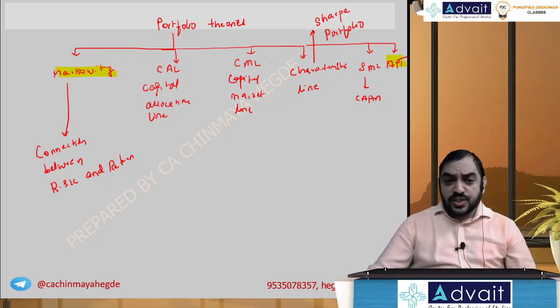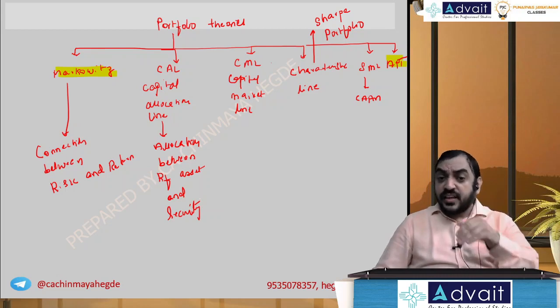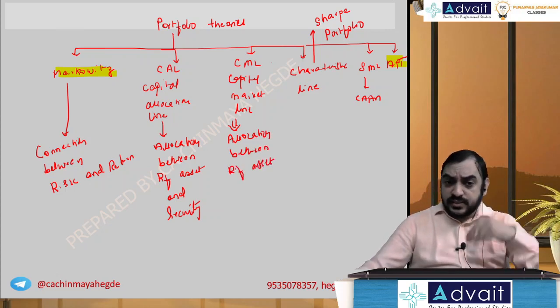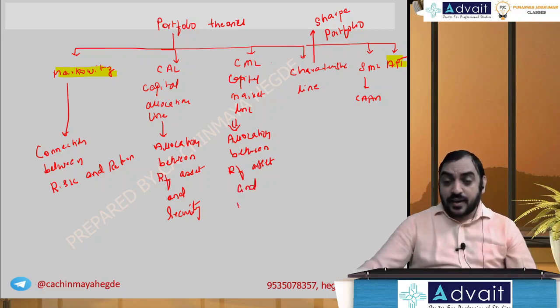Capital allocation line means it is allocation between risk-free assets and risky asset, security also. Allocation between risk-free asset and security. Capital market line is allocation between risk-free asset and not a security, but between risk-free asset and the market.